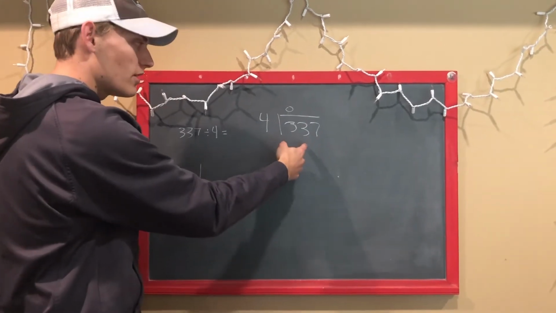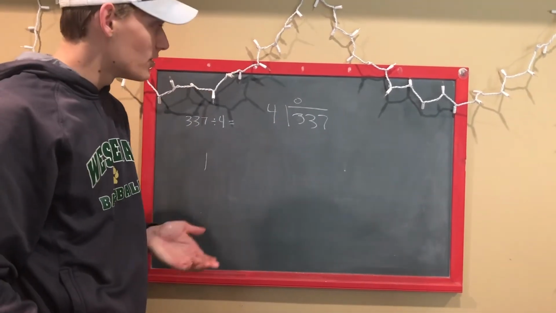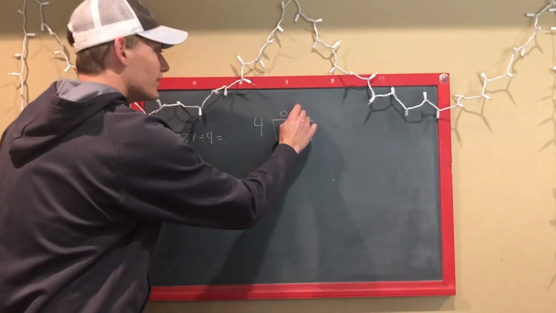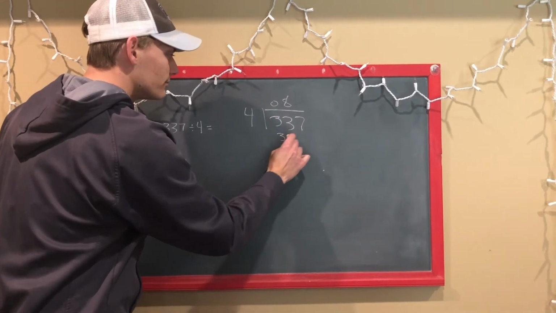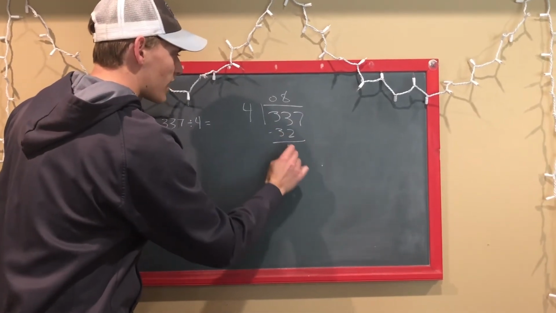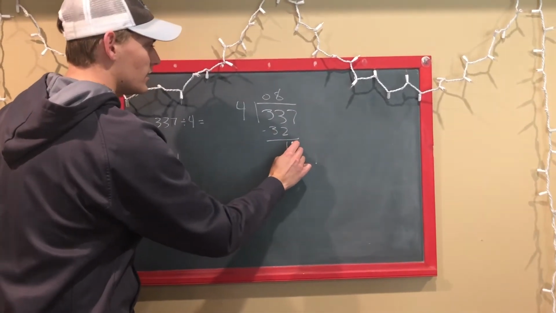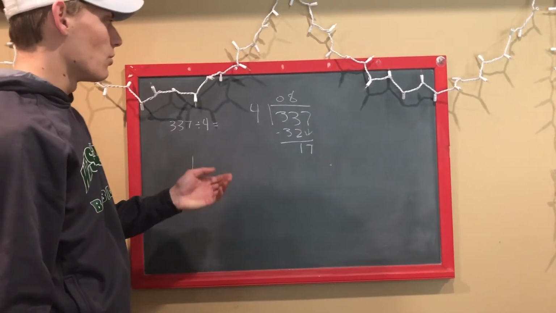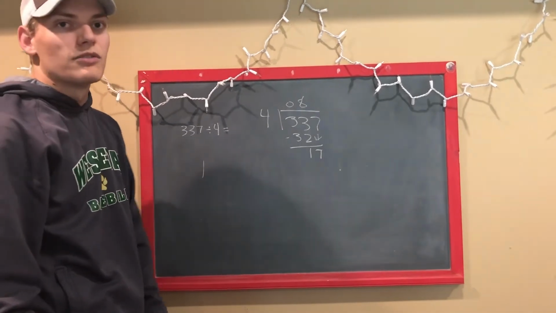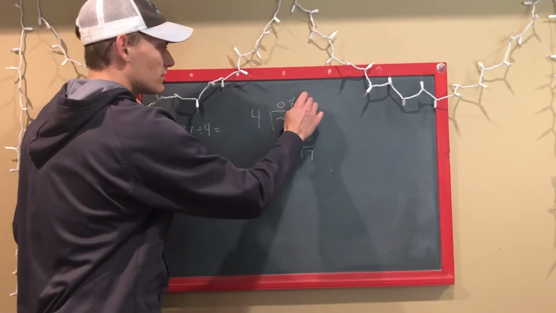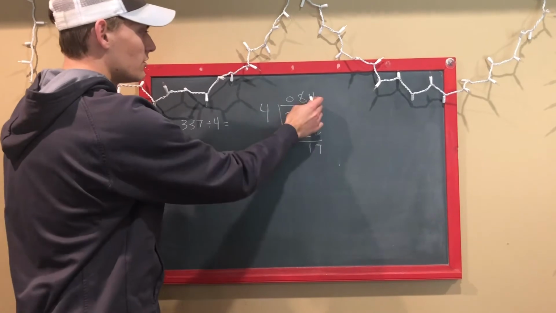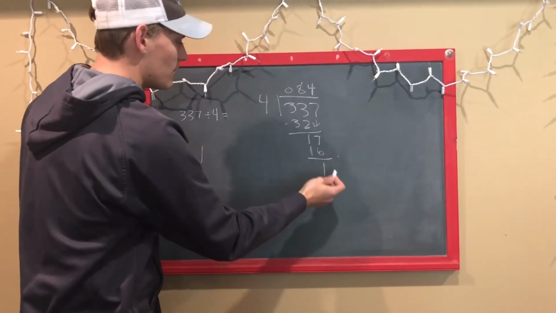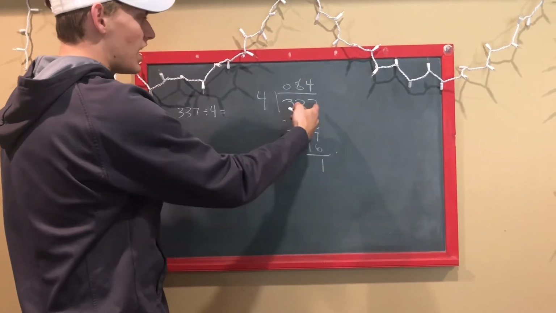Now we move on to 33. How many times does 4 go into 33? 4 times 8 is 32. So we do the subtraction again, 1, and then you bring down your 7. How many times does 4 go into 17? 4 times 4 is 16, so it goes in 4 times. Now look, we have 1 left, but we're out of numbers.